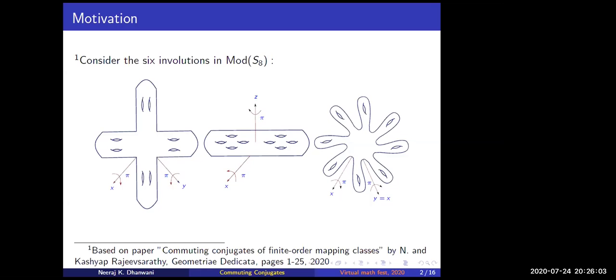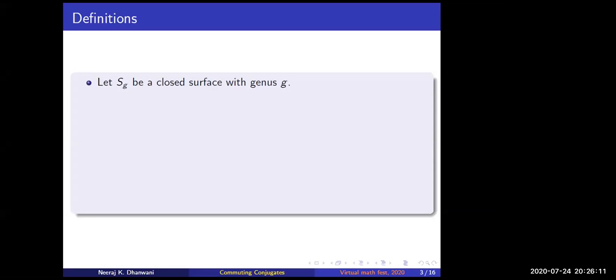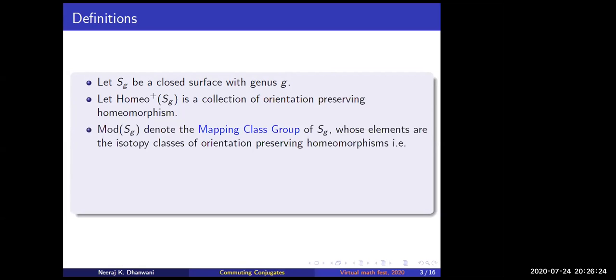So before making this precise, let's recall all the definitions we have. Throughout this talk, Sg will denote a closed orientable surface of genus g. Homeo plus Sg is the collection of orientation preserving homeomorphisms. The mapping class group is defined as the isotopy classes of orientation preserving homeomorphisms. Because here I'm not talking about boundary and punctures, I'm not bothered about that definition, but this definition is defined for those too.